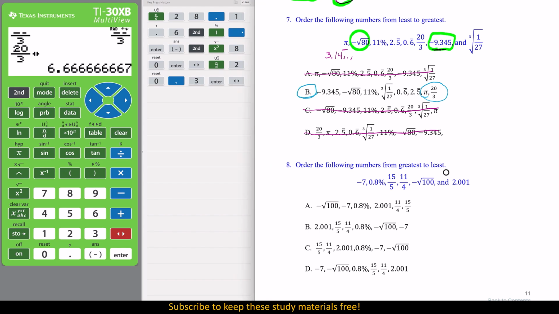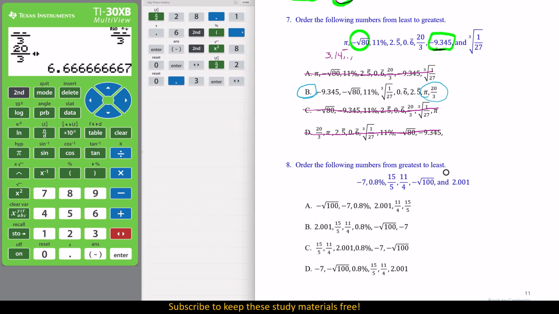So option B is what we needed. And we didn't even have to deal with all the other things in between because either they've written their problem incorrectly, okay, because we know for 100% that pi isn't the least. And then we know now that 20 over 3 can't be the least, it's the greatest, okay? And then we know the difference between the negative 9.34 and the negative square root of 80. Okay, verified, we're done.